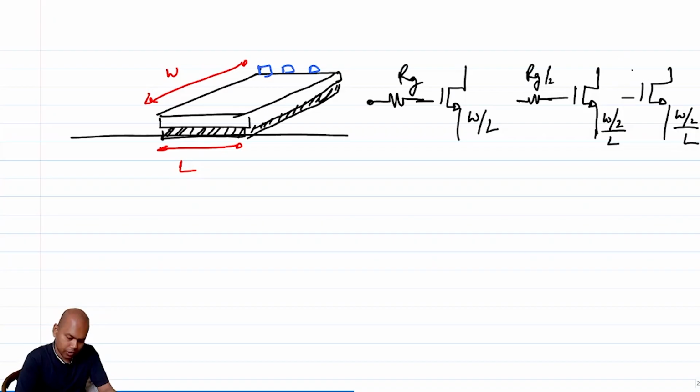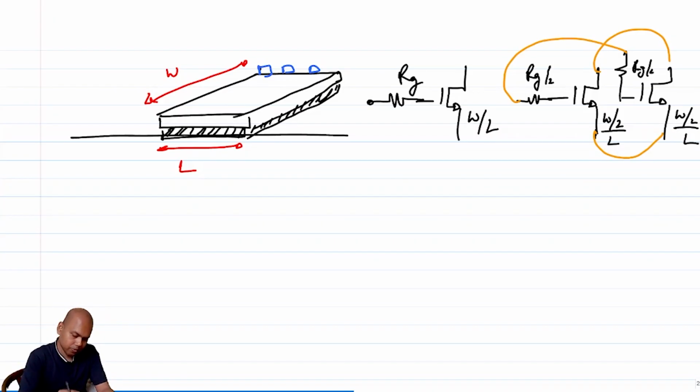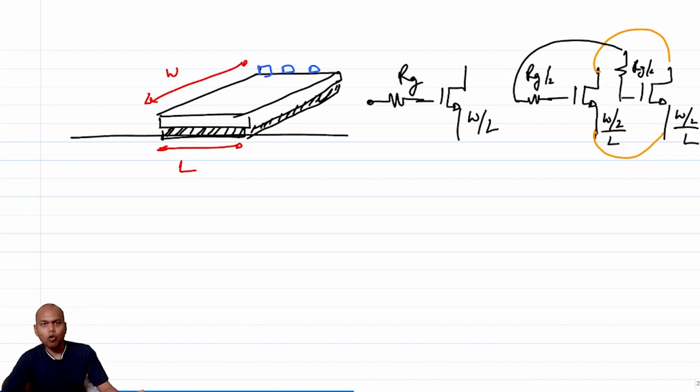This Rg will also become Rg by 2. But note that these transistors are now in parallel, right? So if I connect them node to node, then I can effectively say that the Rg has gone down by a factor of 4, isn't it? So why a factor of 4?